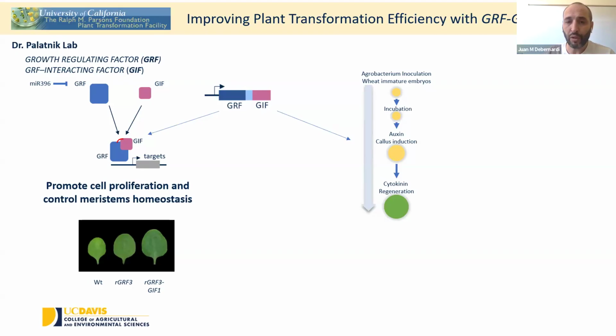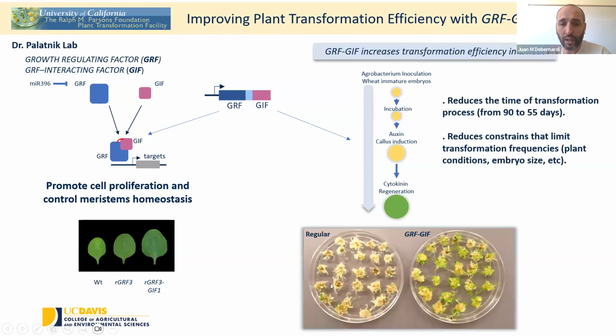And what we observed when we transformed with that vector was this. In a regular transformation, only a few embryos can produce shoots, but when we use GRF-GIF, the efficiency is almost 100%. Similar to the story with Baby Boom and Wushel in sorghum, GRF-GIF reduces the time, and also limits the constraints that affect transformation frequency, like plant conditions and embryo size. That simplifies a lot the work in our transformation facility, and also helps people that decide to establish a transformation protocol in their own lab.